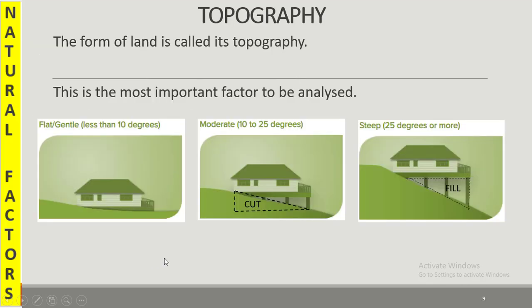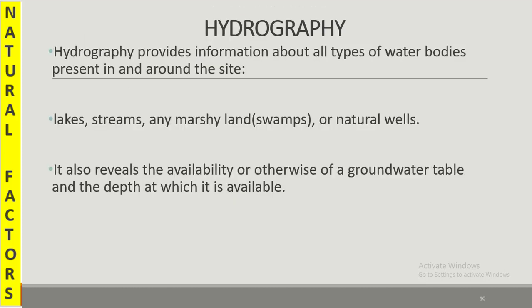The form of land is called its topography. This is the most important factor to be analyzed. Here you can see three types of landform: gentle to steep slope. We can construct our building according to slope, or we may cut or fill as per our requirement. However, cut and fill is an expensive process.